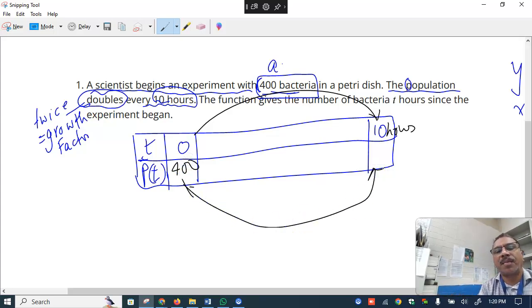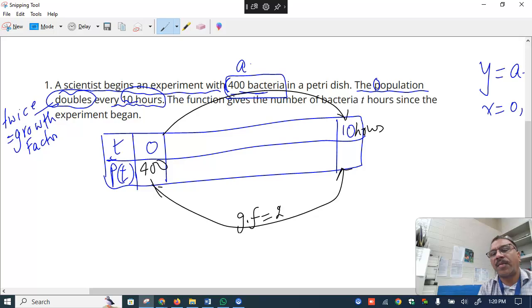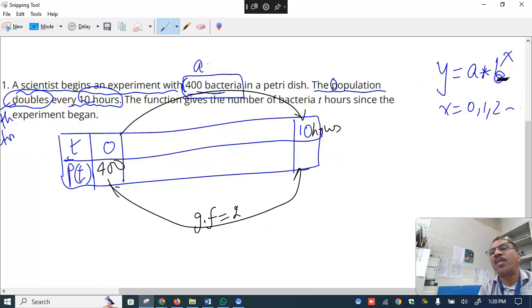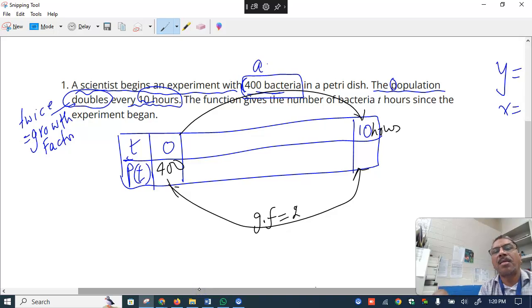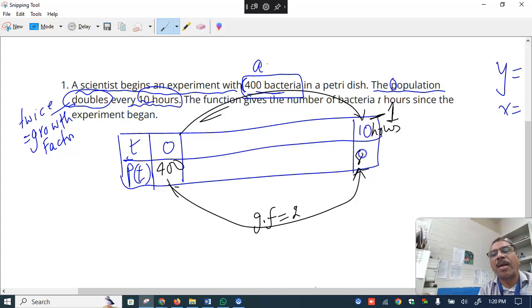Now, what is the meaning of doubles? It means the growth factor, so GF stands for the growth factor, is 2. You already know, of course, in the equation that I gave you, this B is the growth factor for every 0, 1, but here that 1 is like 10 hours. So 1 means when x is 1, it means 10 hours. So doubles means 400 becomes 800. This growth factor of 2 is actually a 100% increase here.